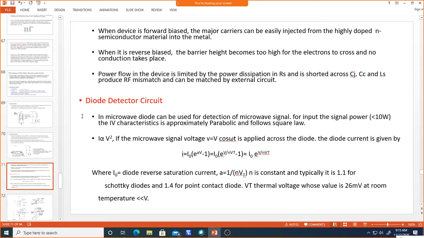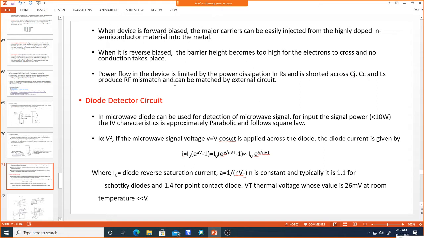Now what happens when the device is forward biased? Majority carriers can be easily injected from the highly doped N-type semiconductor material into the metal, the gold. So the majority carriers are injected from the semiconductor material into the metal. When it is reverse biased, the barrier height becomes too high, so the electrons will not cross and conduction will not take place.